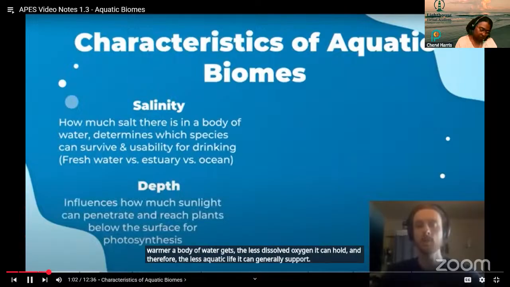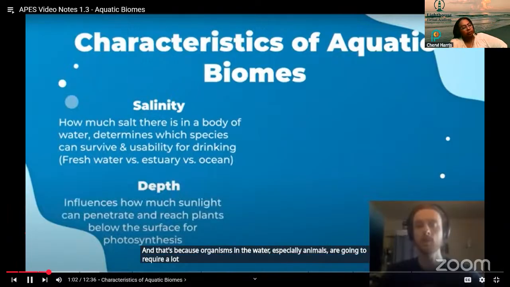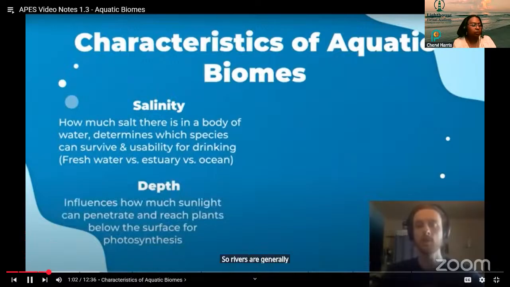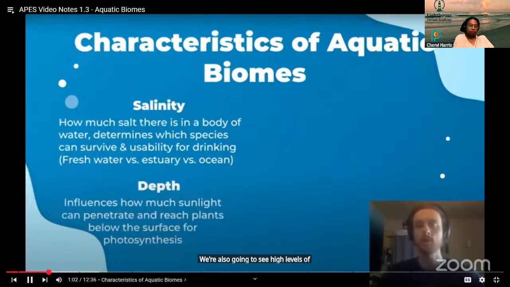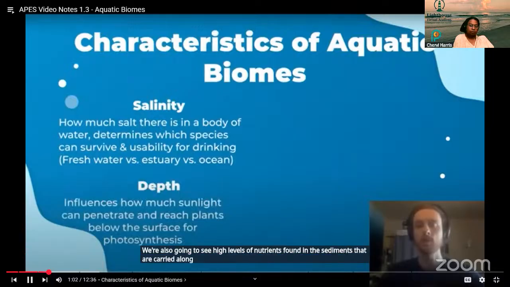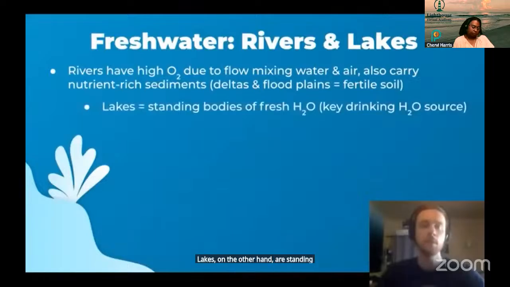That's because organisms in the water, especially animals, are going to require a lot of oxygen from that water, so it needs to have dissolved oxygen in order to support those animals. So rivers are generally going to have high dissolved oxygen, and that's because the movement of the water facilitates the mixing of air and water, which leads to oxygen dissolving into the water. We're also going to see high levels of nutrients found in the sediments that are carried along the bottom of rivers. Lakes, on the other hand, are standing bodies of fresh water.